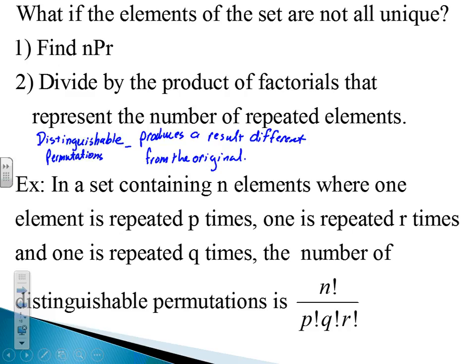Up at the top it says, what if the elements of a set are not all unique? In the last example, we saw people, and that was a total number. The positions that we had, president, vice president, treasurer, each one of those is different, but they were still a position that needed to be filled by a person. That's why we're saying that they're unique. Well, what if they're not all unique? What if they're different?